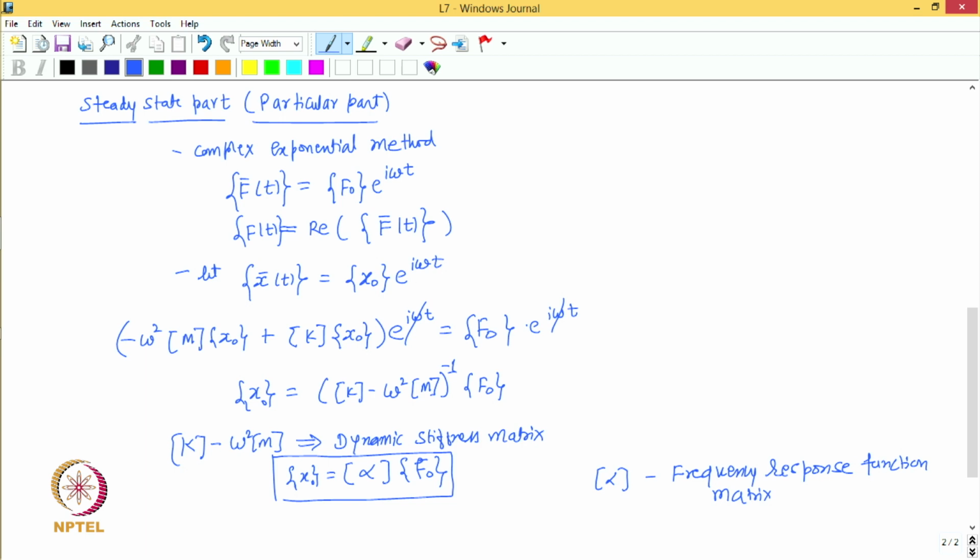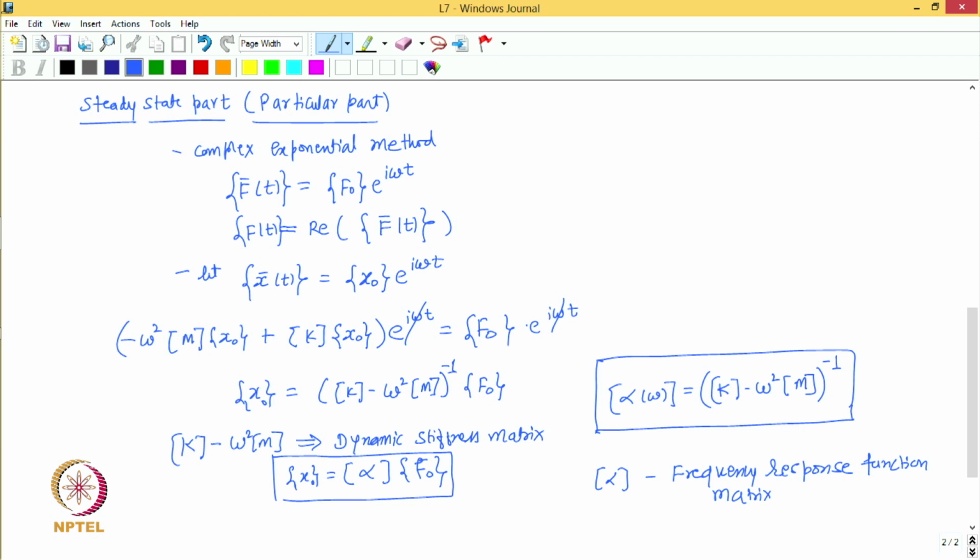This matrix again is a function of frequency. So, if I write alpha as a function of omega, then this is nothing but the inverse of k minus omega square m. So, this is one expression we get for the frequency response function matrix, and the reason it is a frequency response function matrix is because it relates the steady state amplitude of the displacement with the steady state amplitude of the force, harmonic force being applied on the system.